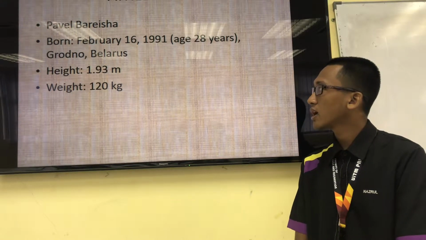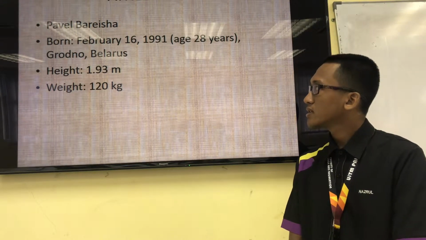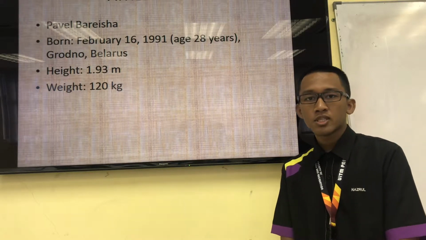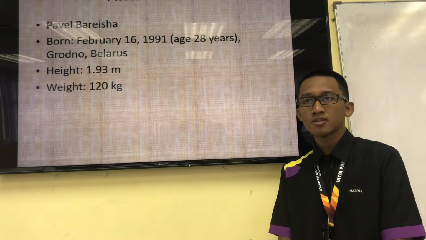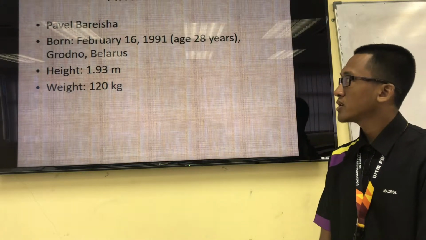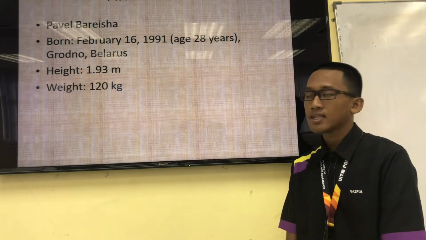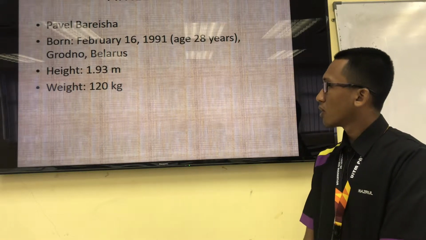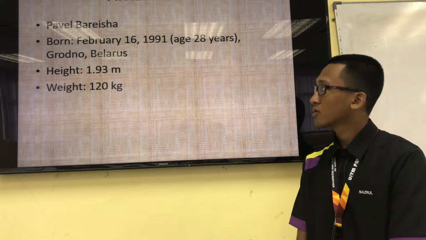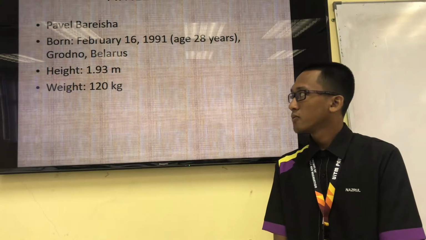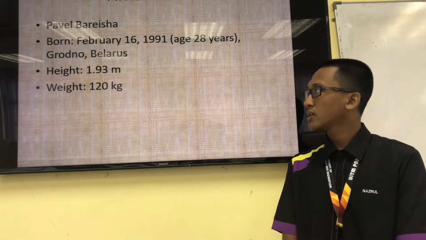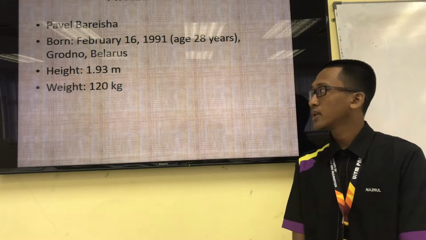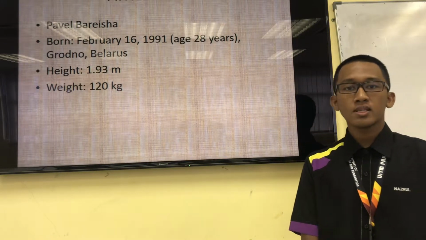His name is Pavel Barisha, which is from Belarus. Born February 16, 1991, in Grodno, Belarus, with a height of 1.93 meters and a weight of 120 kilograms.